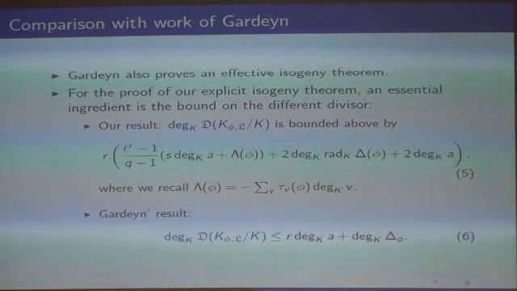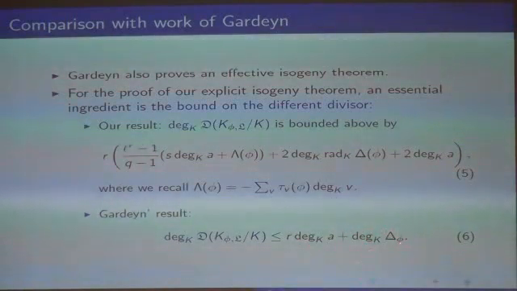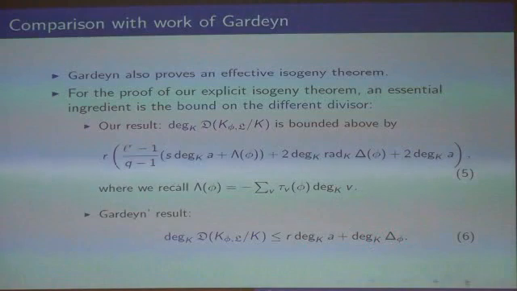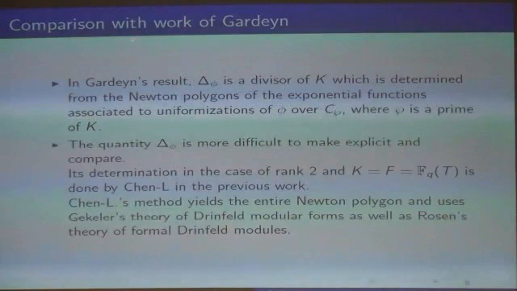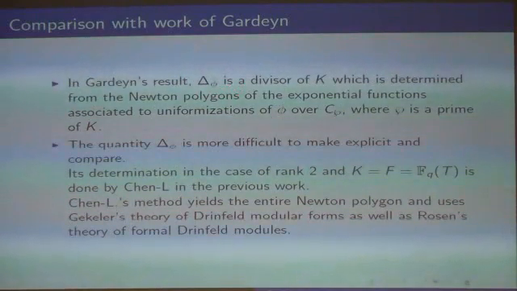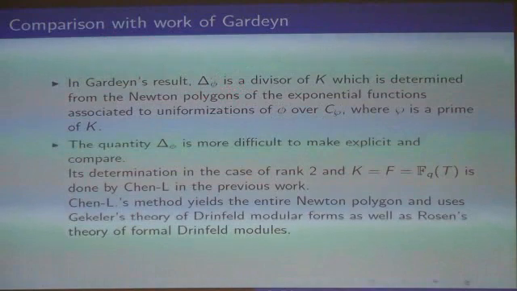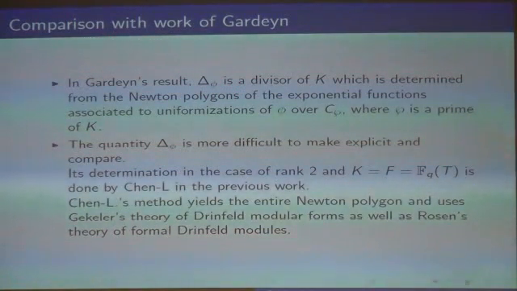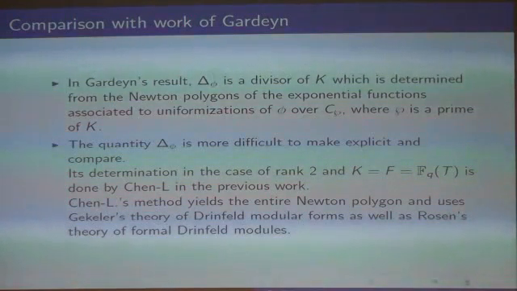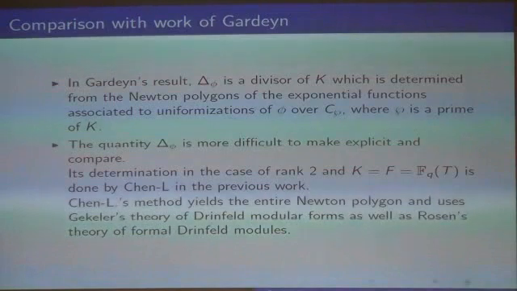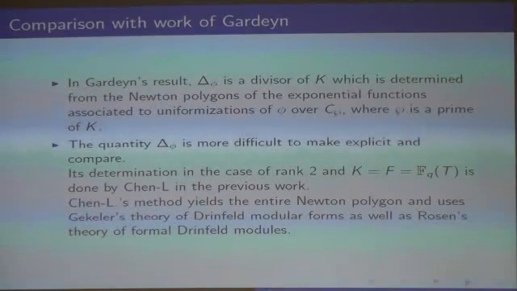So actually, I loved his bound, but it was not quite possible to make it explicit. So that was the beginning part of our work. So in Gardeyn's result, delta phi is... I didn't put down the definition because the definition is very complicated, depending on the places. So he defined this delta phi as a sort of divisor satisfying degree valuation. So if P is an infinite place or finite place, depending on that, he defined it. And this delta phi is a divisor heavily involved with the lattices.